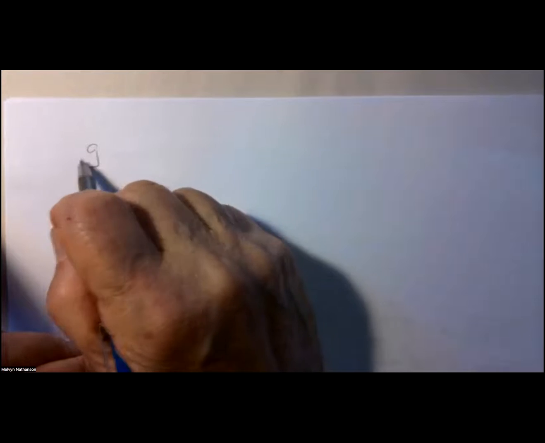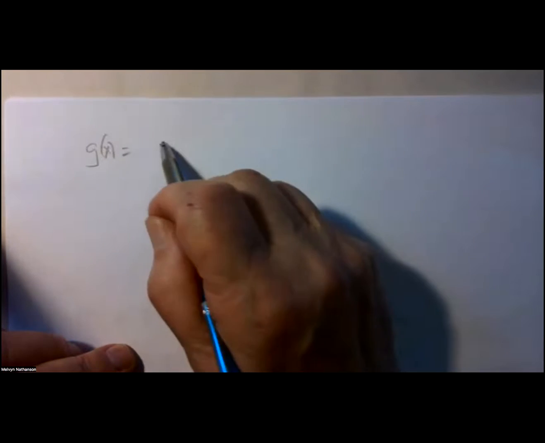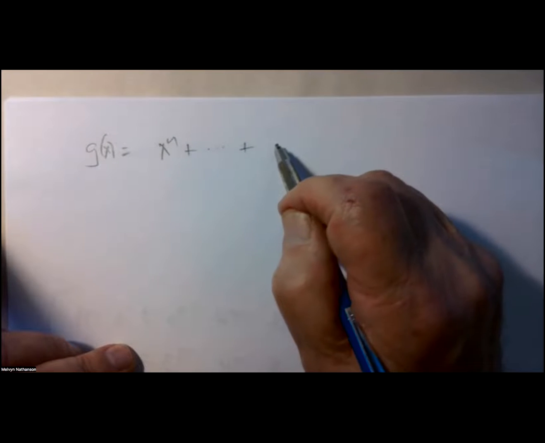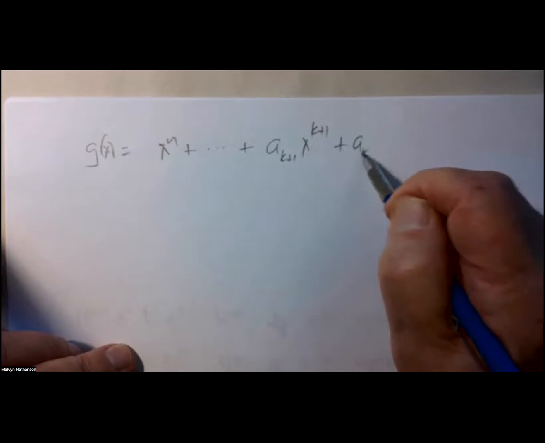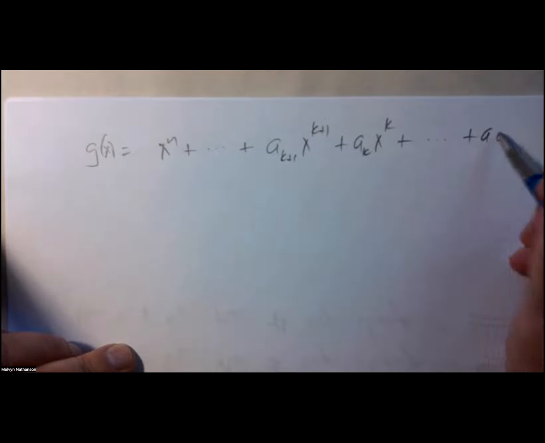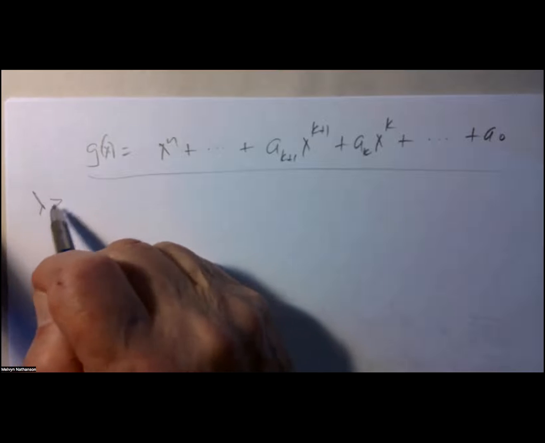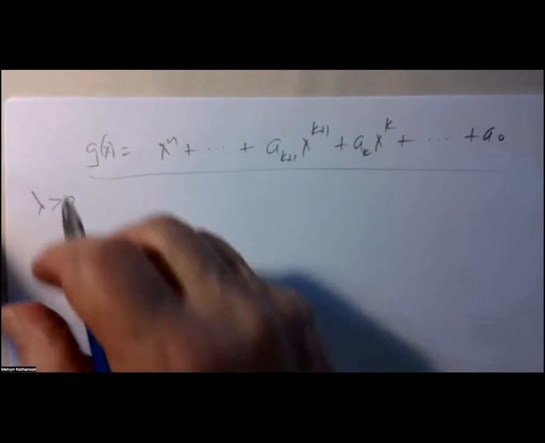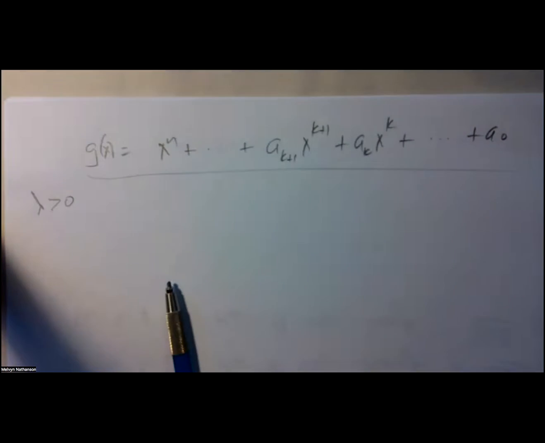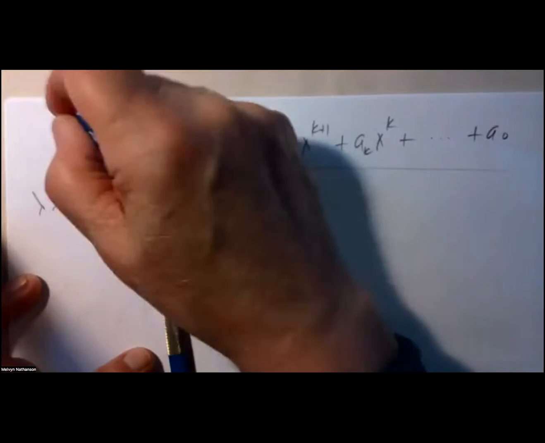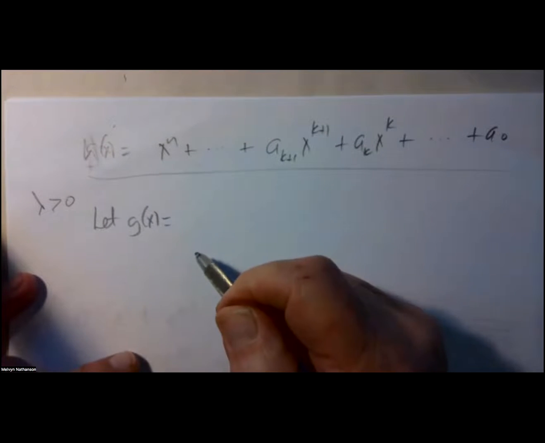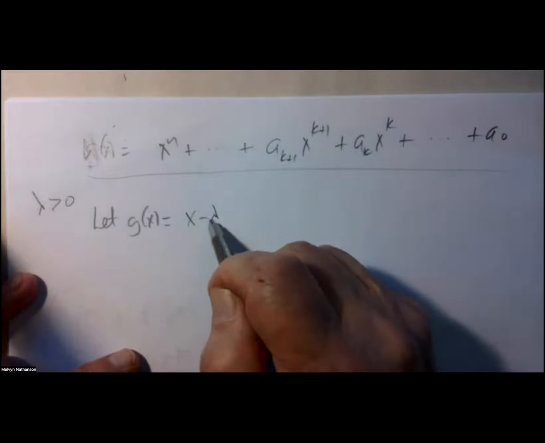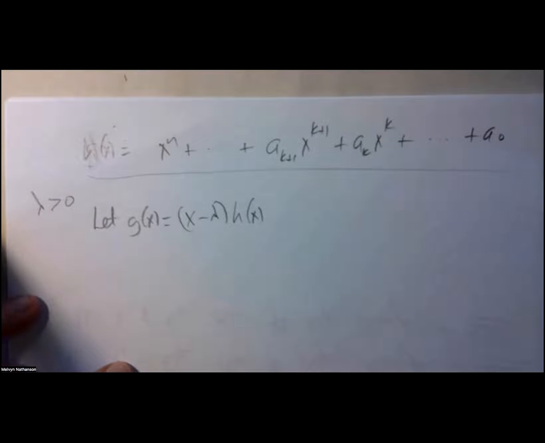Suppose I have a polynomial, I'll call it g of x, which is x to the n ... plus a sub k plus 1 x to the k plus 1 plus a sub k x to the k plus ... plus a0. And I take this polynomial and I choose a number lambda that is positive. I'll call this polynomial h. And I'm going to let g of x be equal to x minus lambda times h of x. Okay?